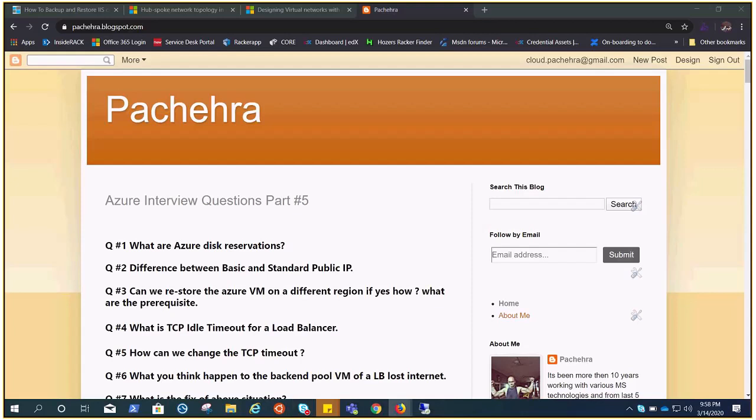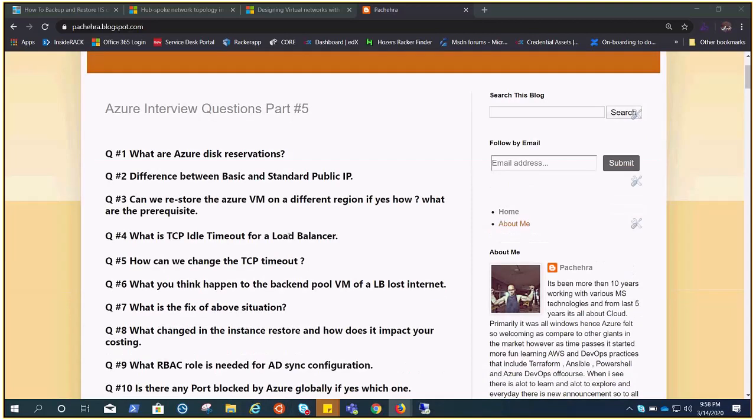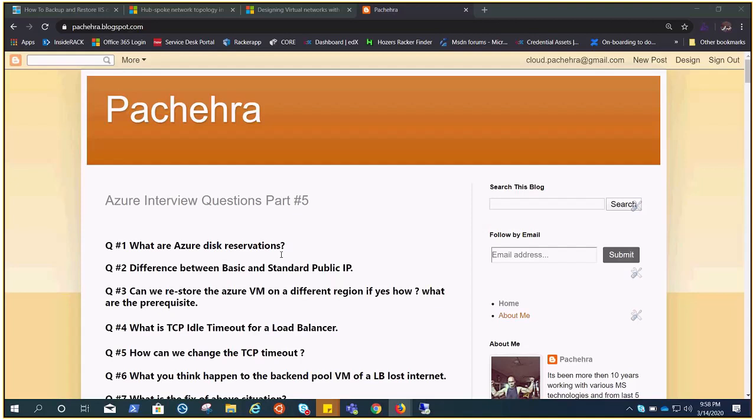Okay, so let's start with the first one, which says, "What are Azure reservations? Disk reservations." Well, I know what you're thinking, and you're not thinking wrong. That's absolutely correct. It is exactly the same as virtual machine RI, reserved instances. It is exactly the same. Just like reserving the instances, here we are reserving the disk.